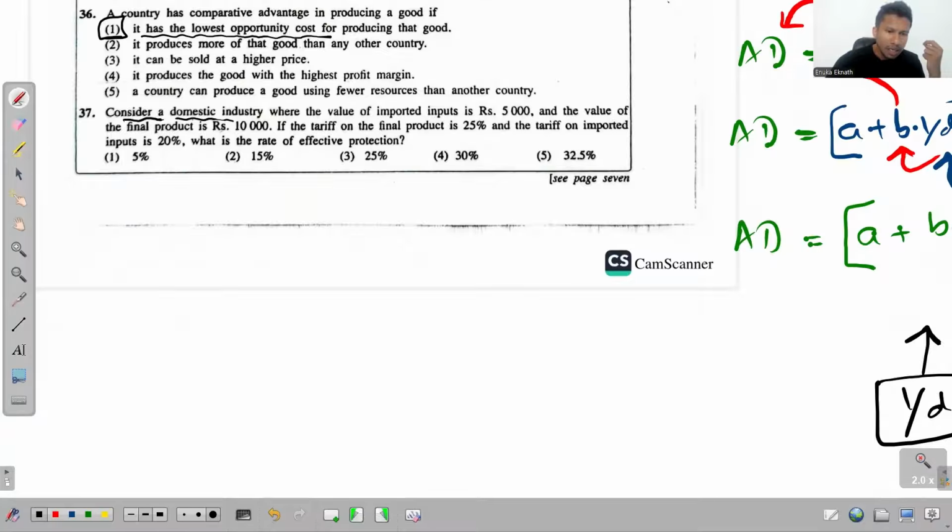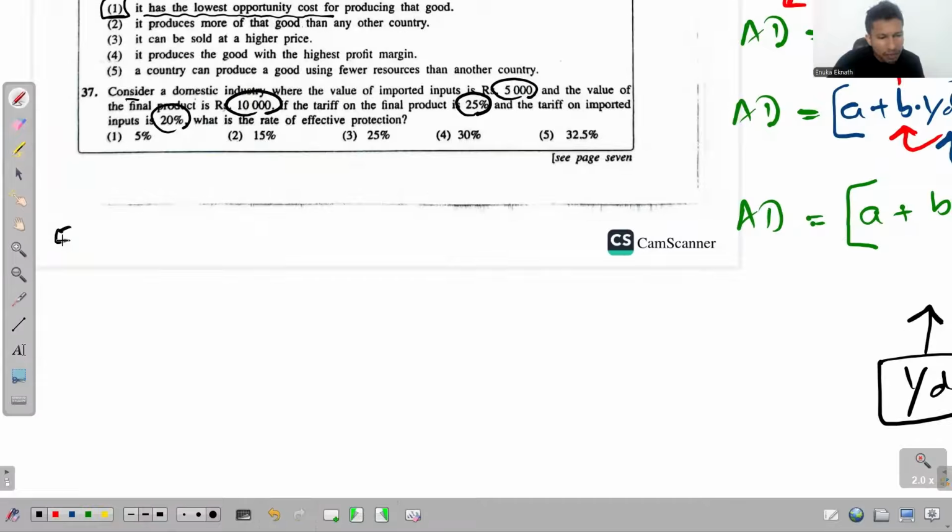Right, look at this question 37 now. Consider a domestic industry where the value of imported inputs is rupees 5,000. The value of the final product is 10,000. See, they are importing inputs worth 5,000, then they do the production process and sell it for rupees 10,000 in the market. If the tariff on the final good is 25% and the tariff on the imported inputs is 20%, what is the rate of effective protection? See, the effective rate of protection, how do we calculate this?